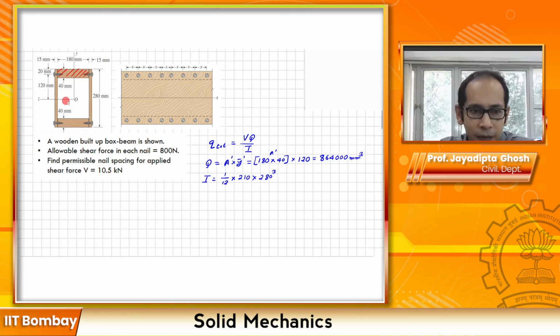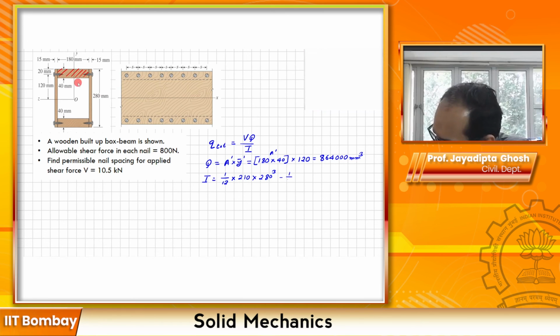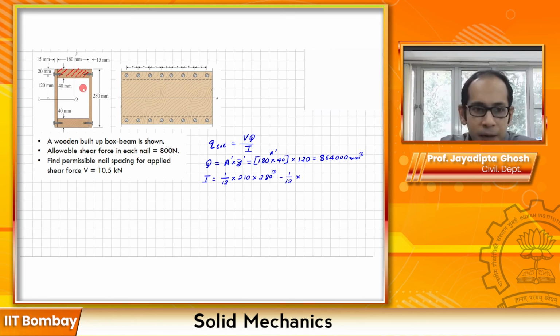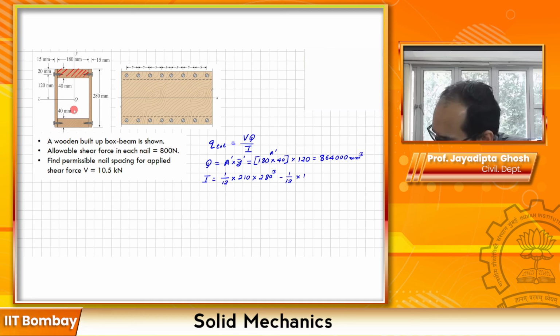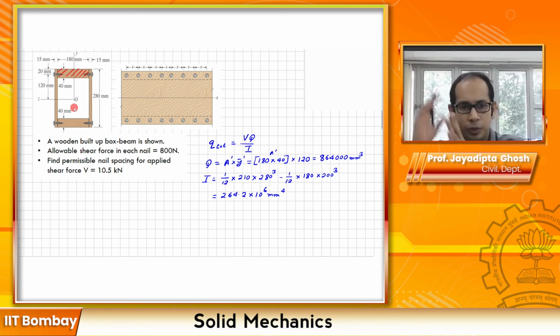From that we have to subtract the area moment of inertia of this hollow portion. So minus 1 by 12 times the depth of this hollow portion, which is 200, since the total is 280 minus 40 top and below. So it will be 180 times 200 cubed. I have this number calculated already: 264.2 times 10 raised to 6. You can calculate this one at your ease. The unit is mm raised to 4, since the unit of area moment of inertia is length raised to 4.